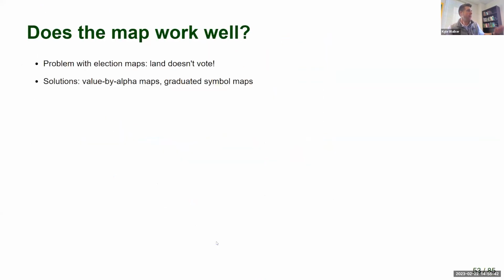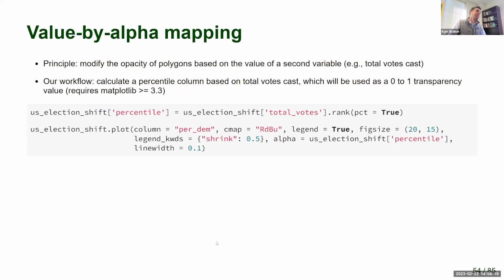One such method that we're going to take a look at is called a value by alpha map. And this is why we needed to update Matplotlib, because this wasn't possible natively with GeoPandas plotting with the old version of Matplotlib. The other solution is to not represent the votes by a choropleth map, but rather use graduated symbols, where we make the symbol size proportional to the total number of votes cast in a county, and then color the symbols relative to the percentage voting for President Biden. So let's take a look at a value by alpha map.